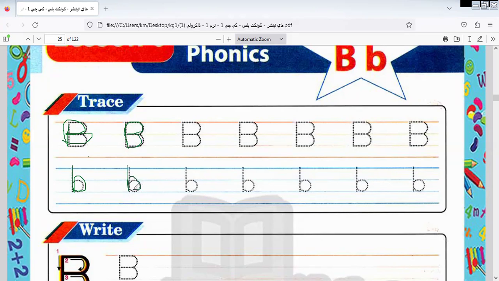Okay, there is capital B and small b. Capital B and small b are written like this. I will write it separated. This is called capital B and small b. I think now we know it. Okay, let's go to another one.